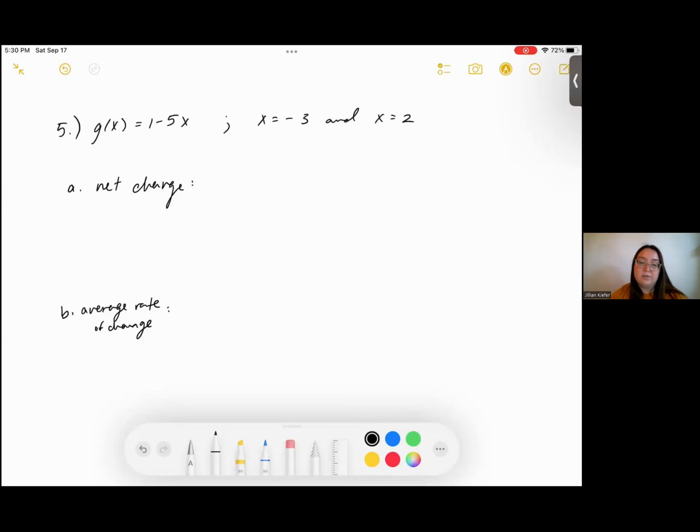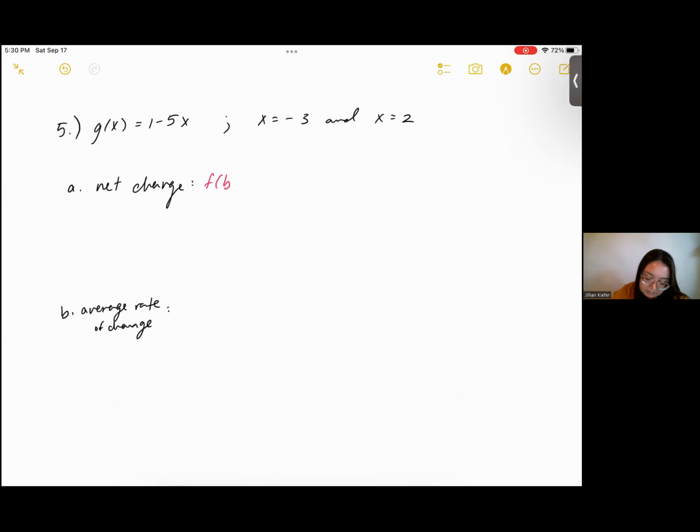All right, so here we have our function, g of x equals 1 minus 5x, and then we have x equals -3 and x equals 2. We're starting with the net change, and the formula for net change is f of b minus f of a when a is less than or equal to b. So when choosing the values of a and b, we want to make sure that a is the lower value and b is the higher value. We have the values of x equals -3 and x equals 2, so a will be -3 and b will be 2.